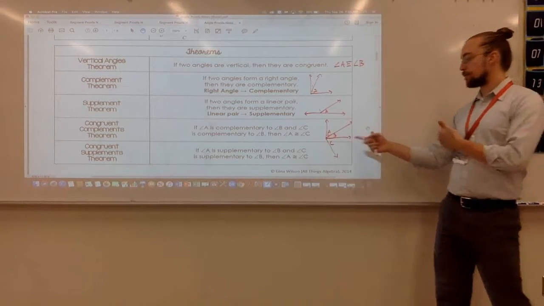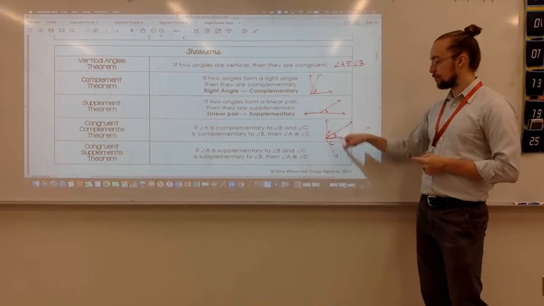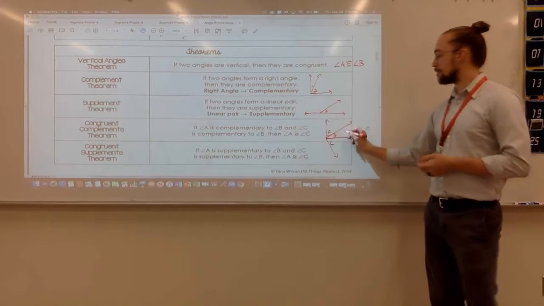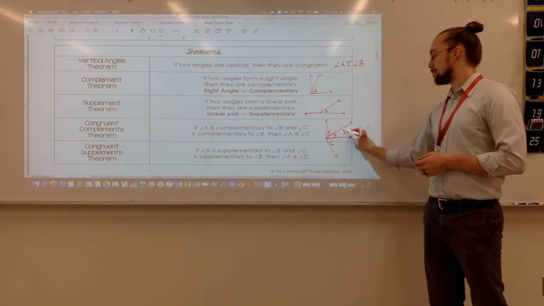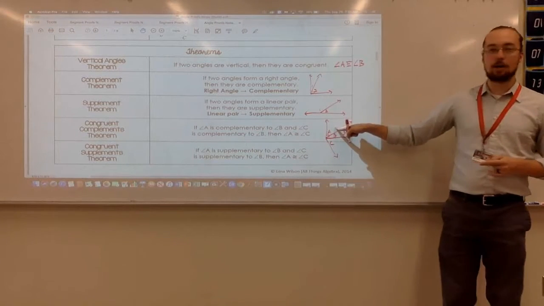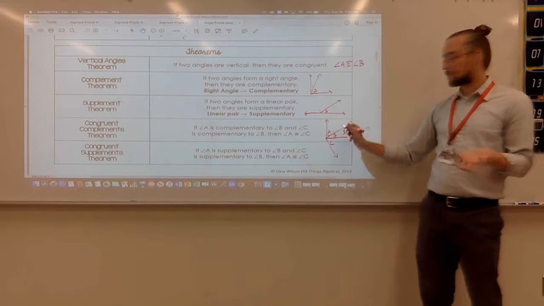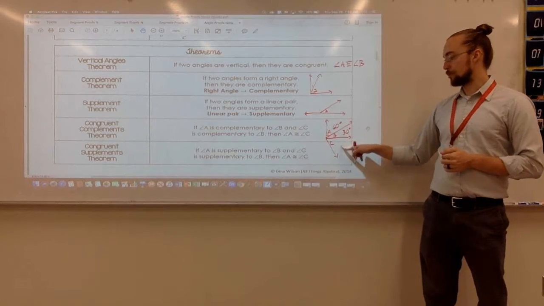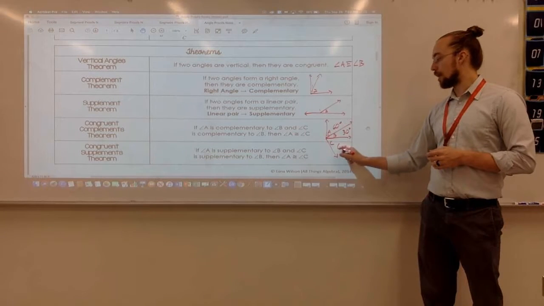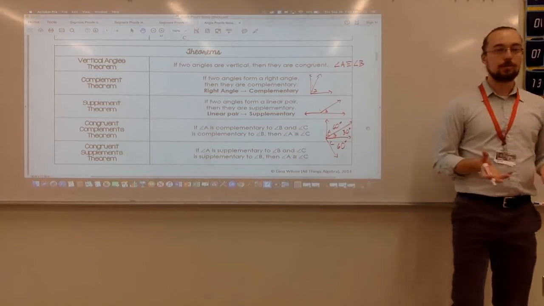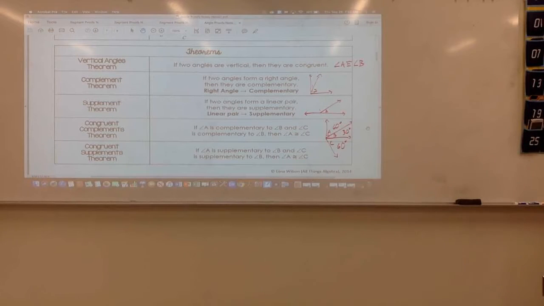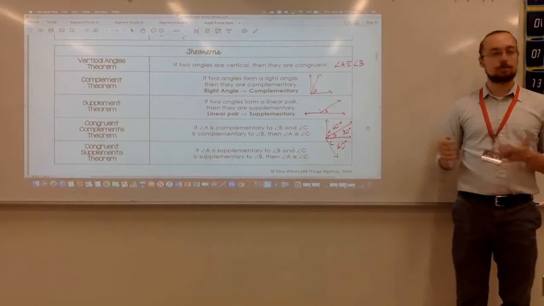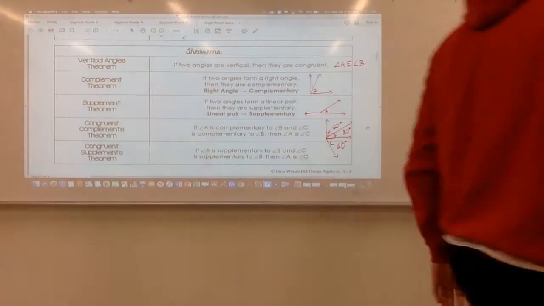The only way for it to be complementary to B is if these two angles have the same measure. Right? So, for example, if we say that angle B is 30 degrees, angle A would have to be 60. Well, if C is also complementary to B, it would also have to be 60 degrees, right? So if two angles are complementary to the same angle, they have to be the same. They have to be congruent to each other.